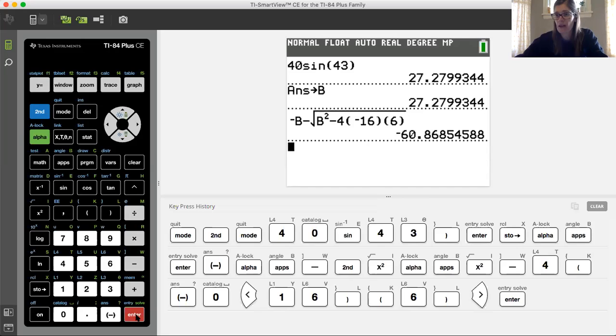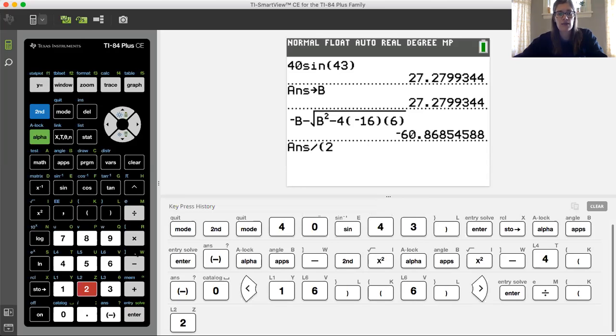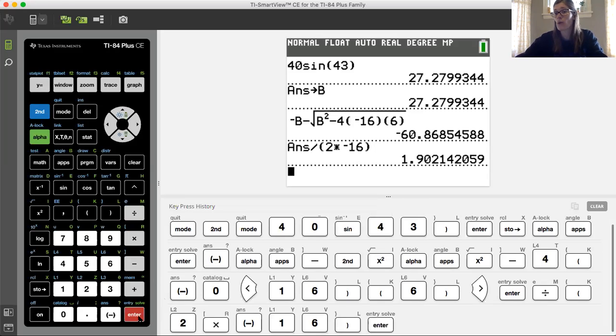Look and see that my value is negative, so I'm going to divide by 2a. If you're going to divide by 2 times a as 2 times 16, make sure, notice I opened a set of parentheses to protect it. You can avoid that whole issue if you divide by -32. So -60.868 divided by -32 gives us 1.902. So this is the time when the shot put hits the ground.